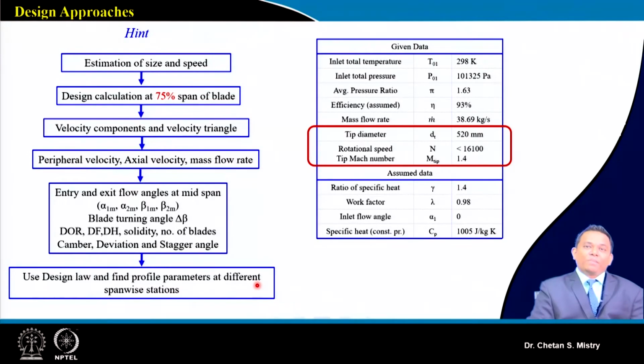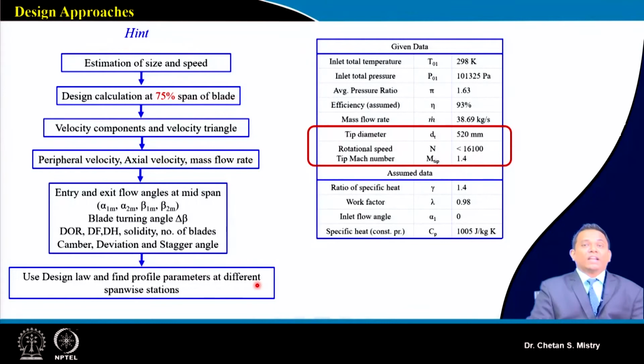Now at 75% of span, we can say that's the mid section. At that mid section, we are looking for different velocity components to be known. All those velocity components will help us calculate different flow angles. Then we will be calculating parameters like diffusion factor, degree of reaction, de Haller's factor, all those parameters that we need to decide with.